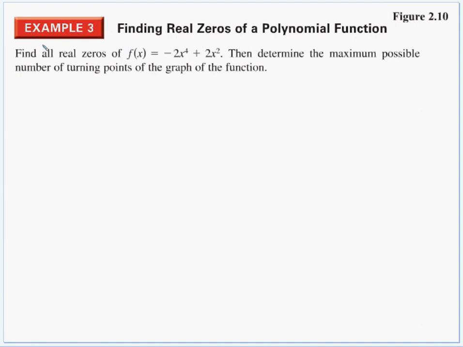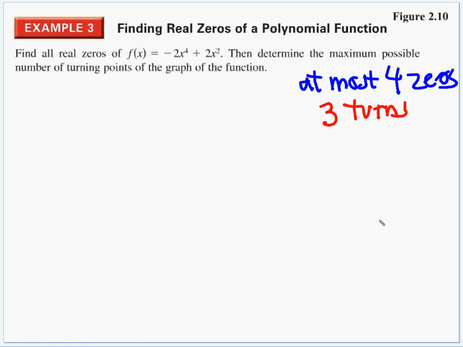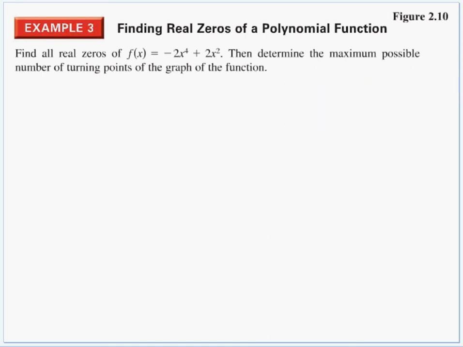Find the real zeros of a polynomial. We've got negative 2x to the fourth plus 2x squared. Then determine the possible numbers of turning points of the function. Well, let's get the turning points out of the way right now. This is negative 2x to the fourth, so we have at most 4 zeros. So when we're solving this, we might find 4 of them. And then the possible number of turning points, just subtract 1 from that number. 4 minus 1 is 3. The graph will have 3 turns. That's supposed to be an R there, T-U-R-N-S. I can spell.